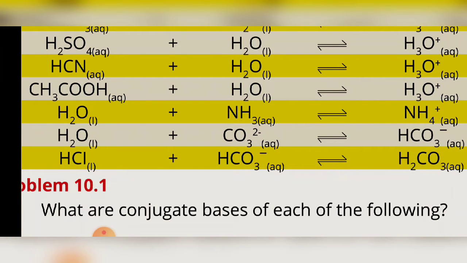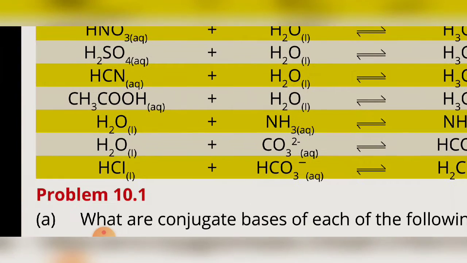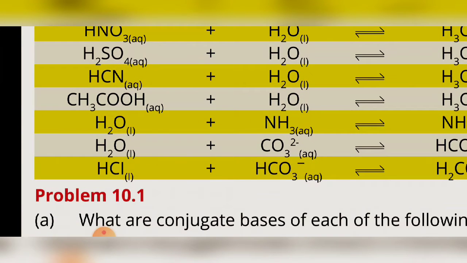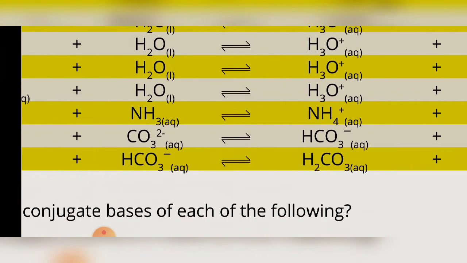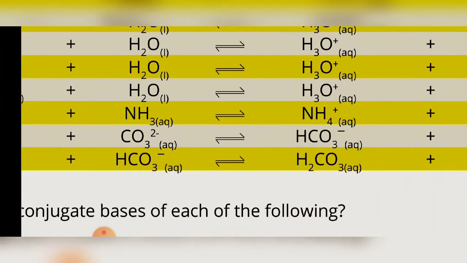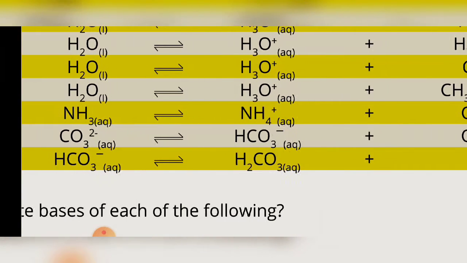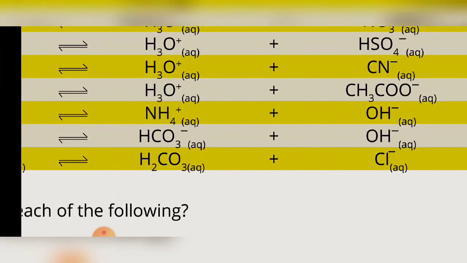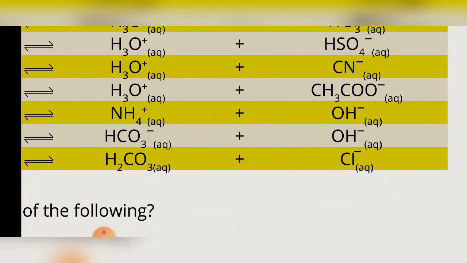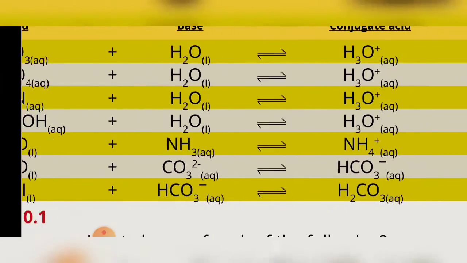Similarly with HCl and HCO3, they again will react. Hydrochloric acid will donate its proton to hydrogen carbonate, and hydrogen carbonate will convert into its conjugate acid, H2CO3, carbonic acid, and the chloride ion will form the conjugate base.